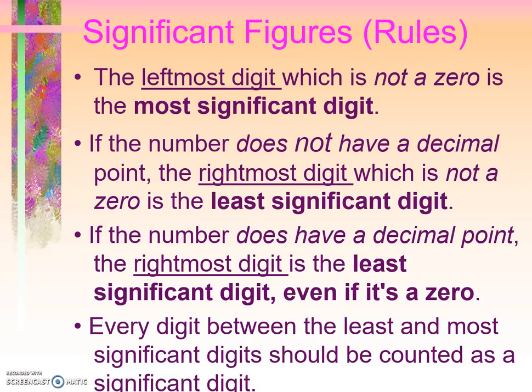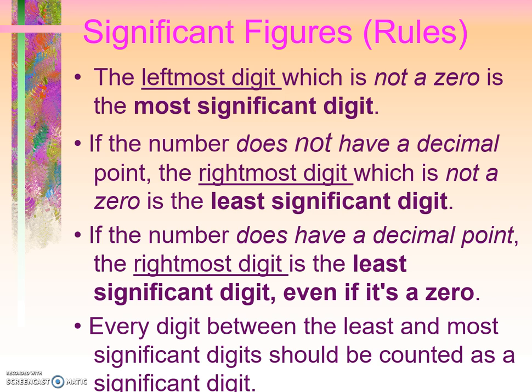So the first thing we'll talk about are significant figures. Now, really what you have to do is just learn the rules. And then once you learn the rules, you'll apply those rules to a number that you're analyzing. So when you look at the number that you're trying to figure out how many significant figures there are, you look all the way to the left, and the leftmost digit which is not a 0, so you go all the way to the left, find the leftmost digit that is not a 0, and that's called the most significant digit.